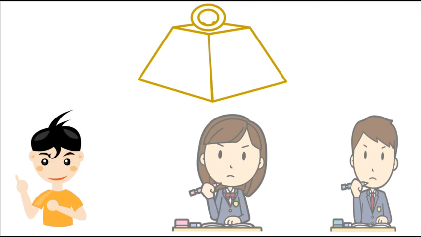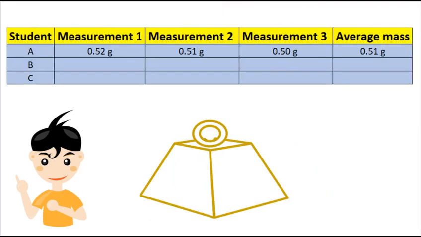So first student A measured this weight. So this is the table for the student A. Now student A took this weight and measured it on the weighing machine. The first value he got was 0.52 grams. The next time he measured again and he got 0.51 grams. Then he measured a third time and he got 0.50 grams.